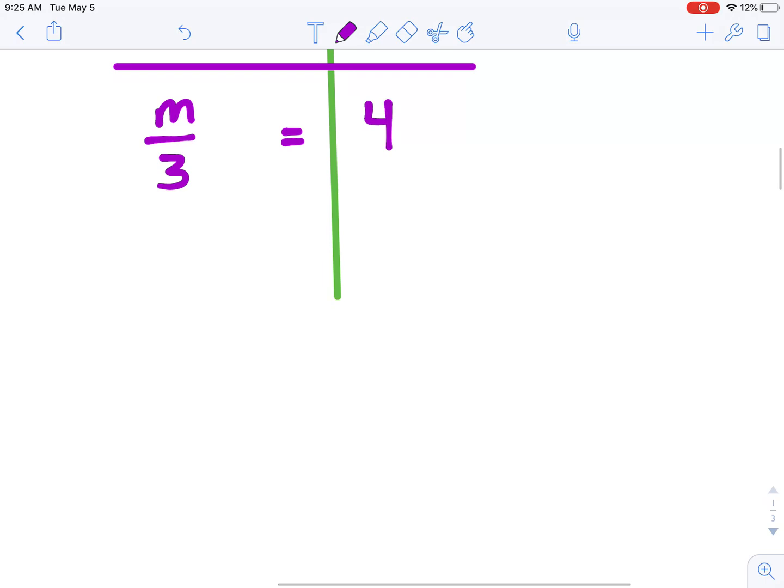Our next step is we have to think about what would undo division. To undo division, it is multiplication. So we are going to multiply both sides by 3. And you'll get m equals 12.